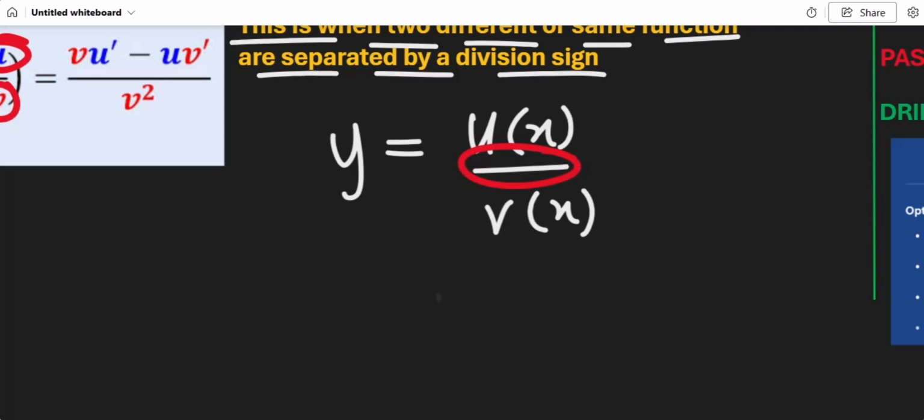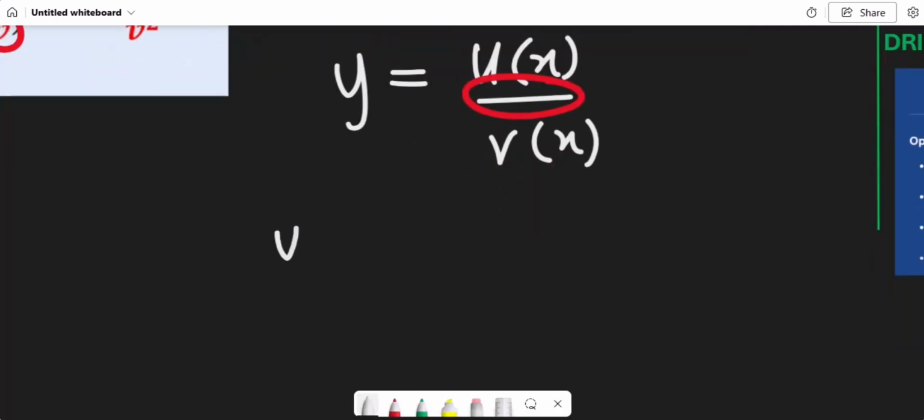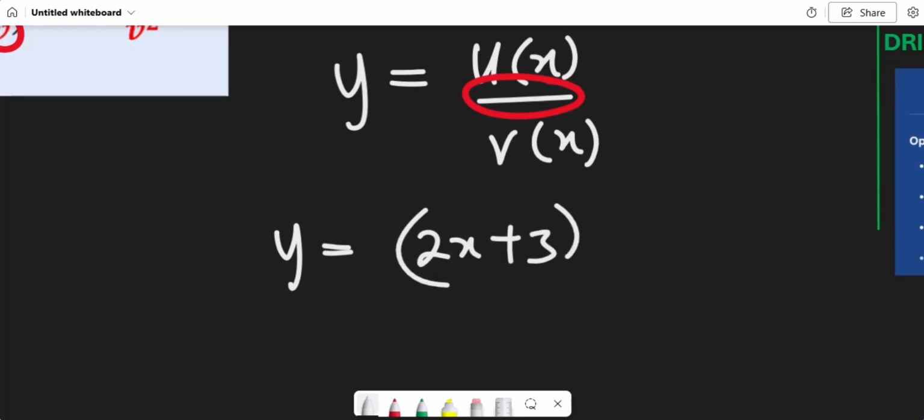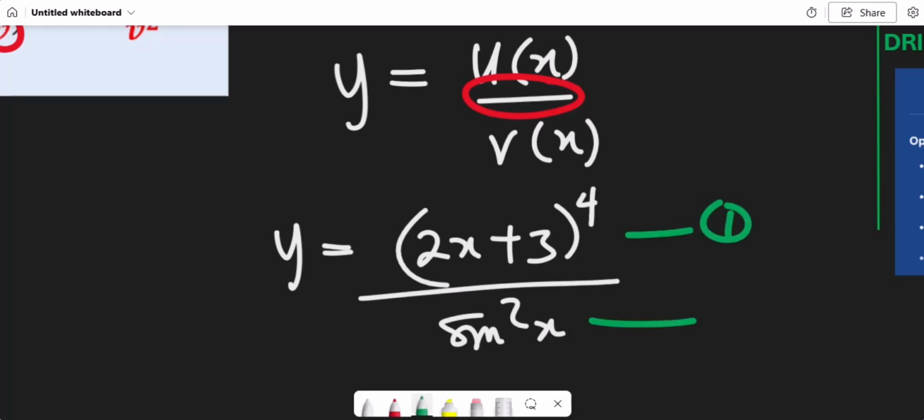Okay, let me give a typical example. For instance, let us say y is equal to (2x plus 3) all to the power of 4, over sine squared x. Looking at this example, you will see that quotient rule can be applied. How do we know? Firstly, we have one function at the numerator, we have another function at the denominator, and those two functions are separated by a division sign. So let's see how we can use quotient rule. What is the formula for quotient rule?